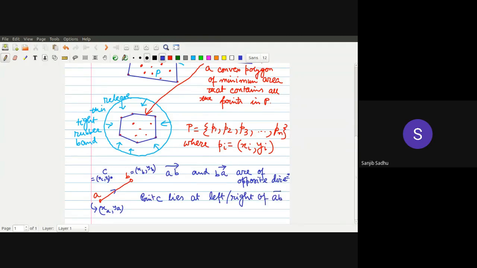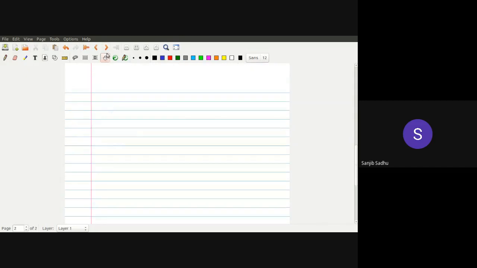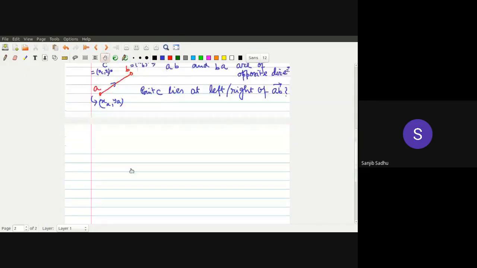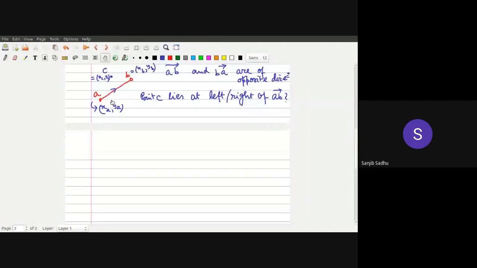How can you determine? You can see that it lies at the left, but C can be on this side also. If you extend AB to infinite direction, then you can say C will lie at the left or right by seeing the figure. But how can you say without seeing? What will be the logic? Can any of you say? How can you determine whether a point C lies at the left or right of AB?